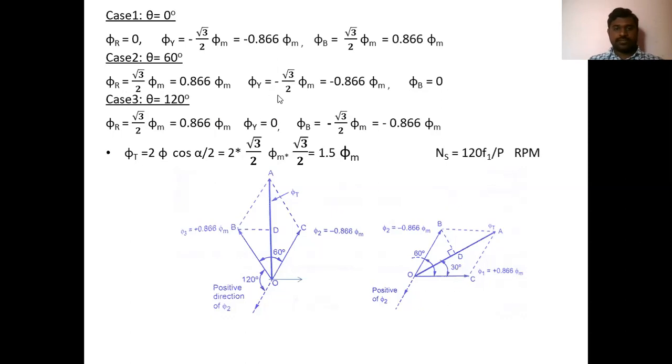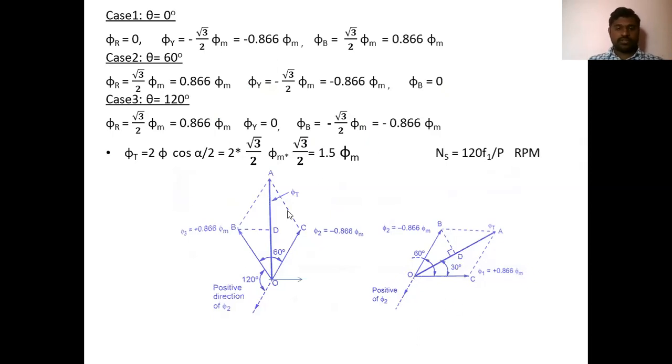So minus root 3 by 2 means this side, and this is plus root 3 by 2. So the phasor sum of these two will give you this OA, and again we will get the same 1.5 phi m. So in the third case also you will get the same answer, same as if you draw the phasor diagram. Here you will get the resultant OA or resultant flux in this direction for the third case.